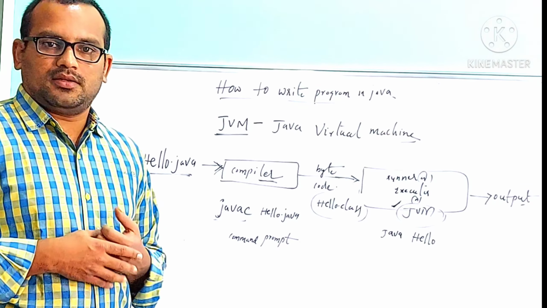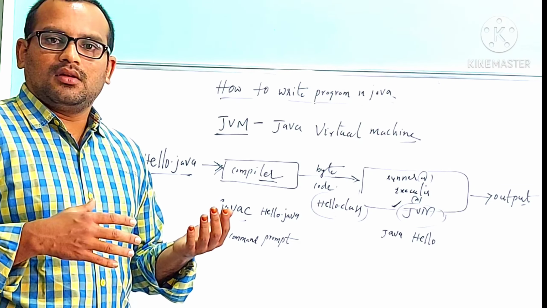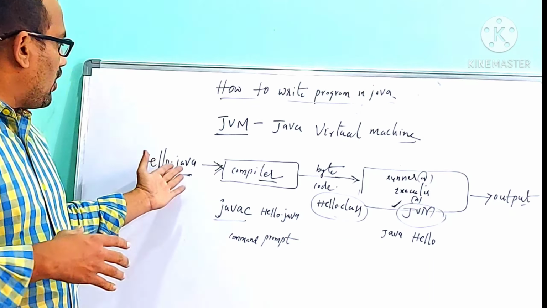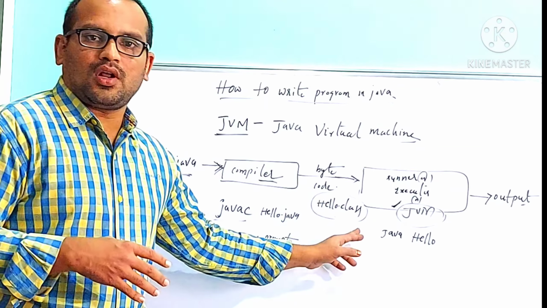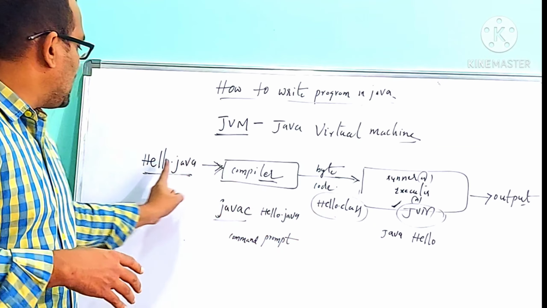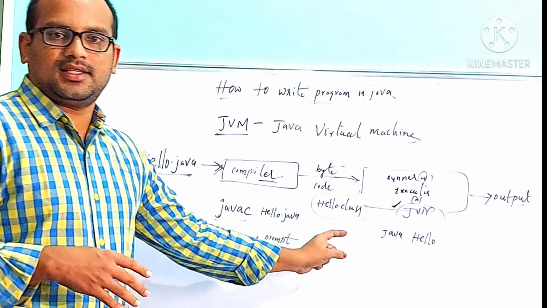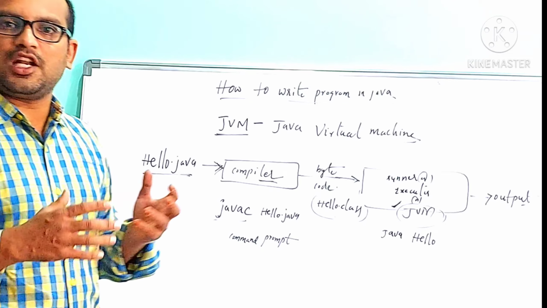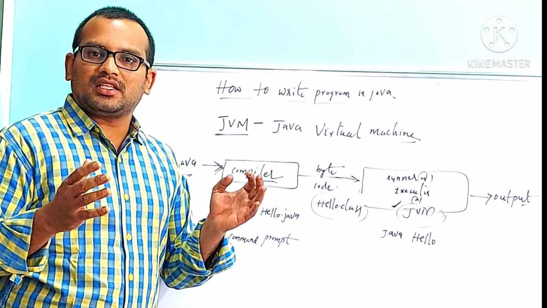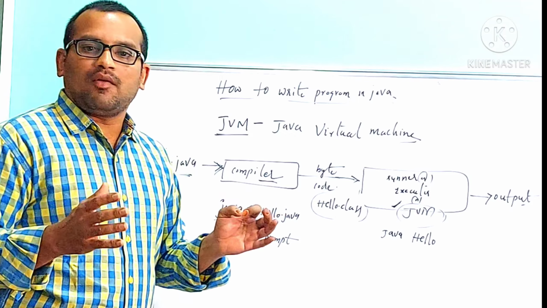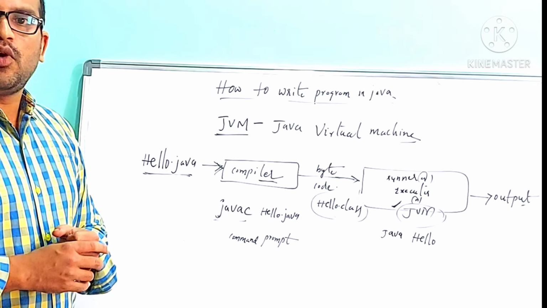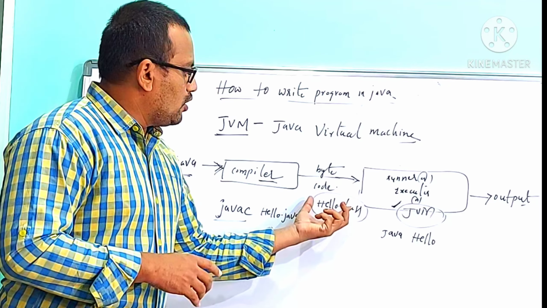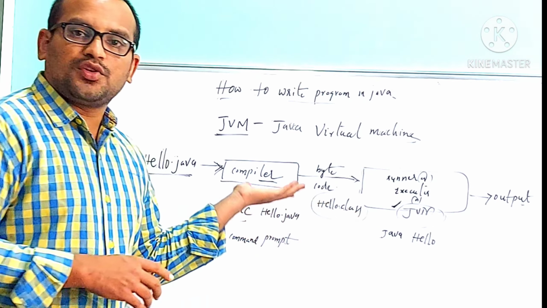If there is no error, the compiler automatically converts the .java program into a .class program. It produces one more file with the same name, hello, with the dot class extension. It contains bytecode, which means some intermediary symbols, and those intermediary symbols are only understood by the Java virtual machine. So if you have the dot class file, you can execute the program.